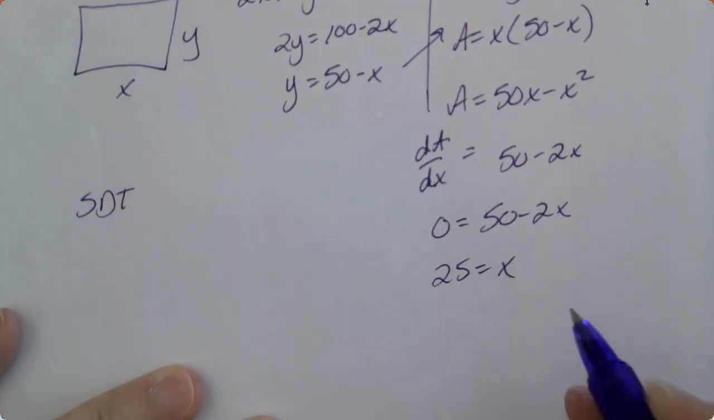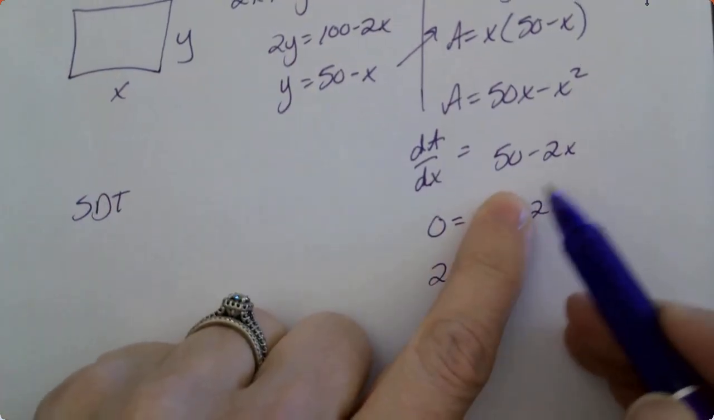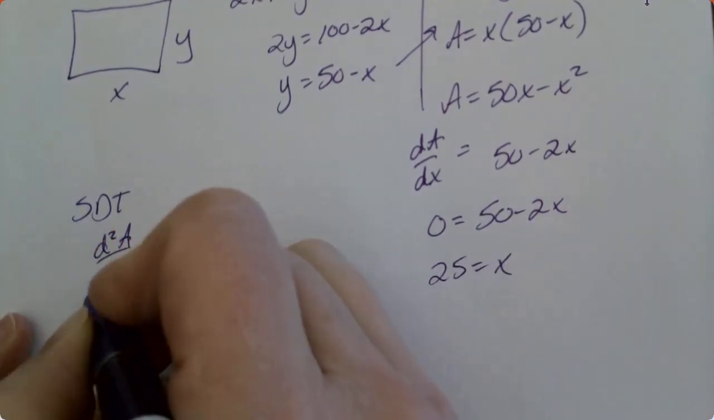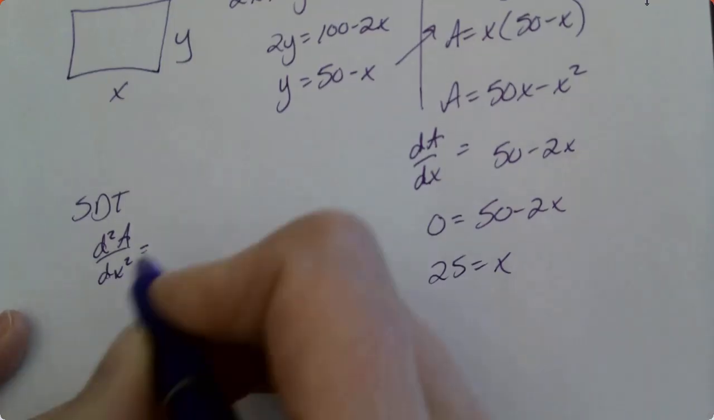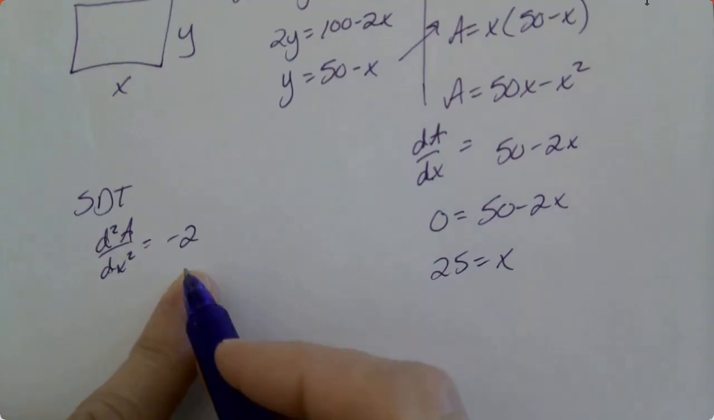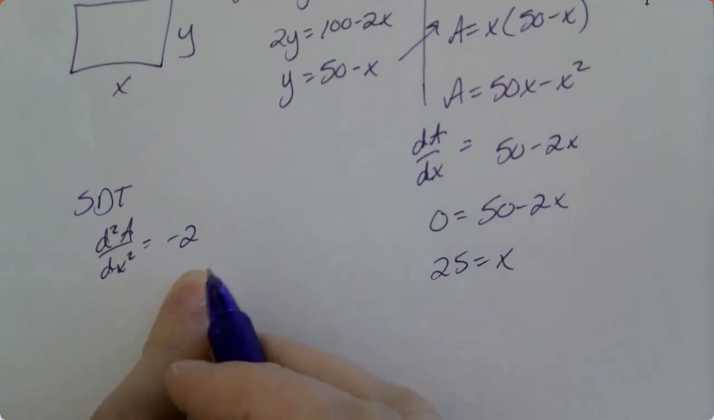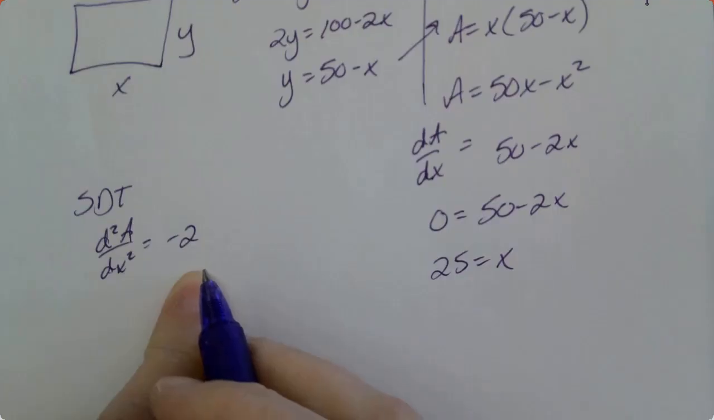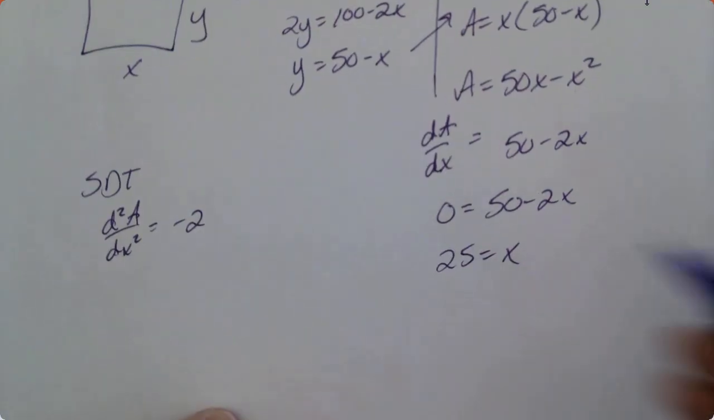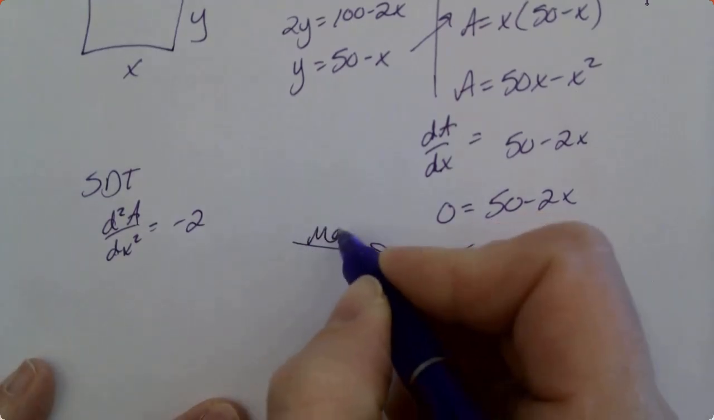But remember with the second derivative test, we need to find the second derivative. If this is my first derivative, what's my second derivative? Negative 2. Okay, so d2A over dx squared, you can, of course, call it a double prime if you want, is negative 2. If my second derivative is negative the whole time, for the whole domain, what's happening with my original function? Concave down. It's concave down the whole time. So if our function is concave down the whole time, what does that mean about the 25? That's the maximum. Okay, so that means that has to be the maximum.